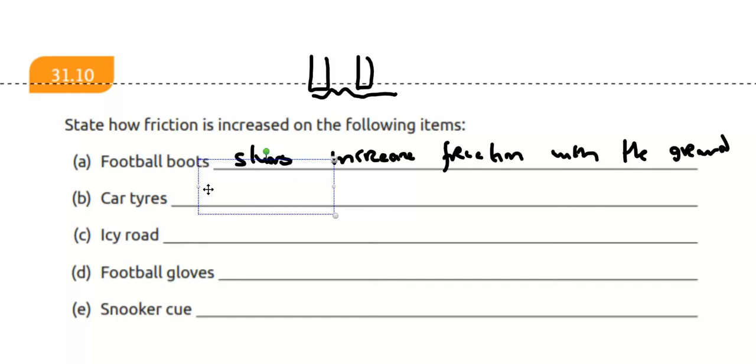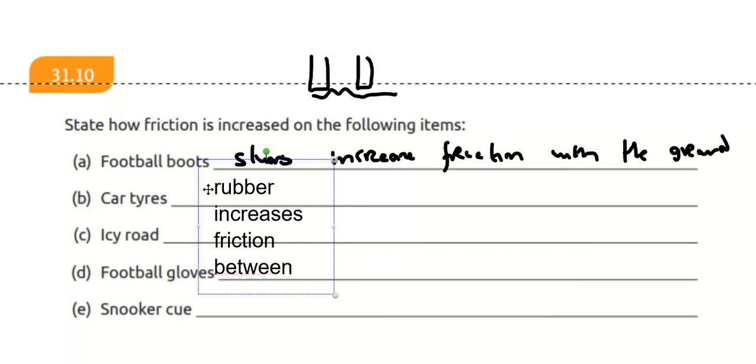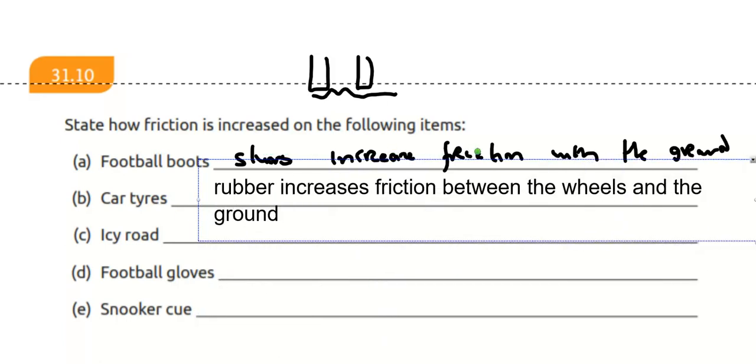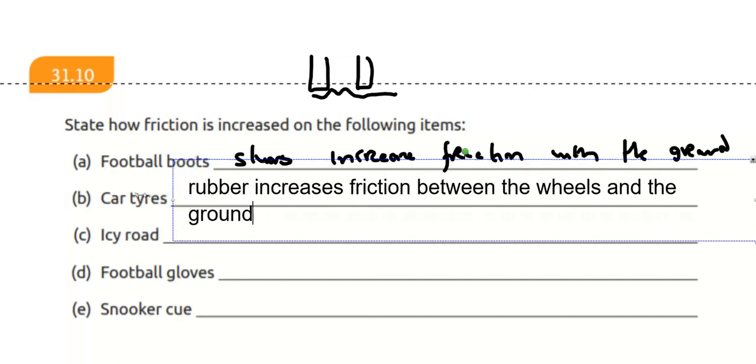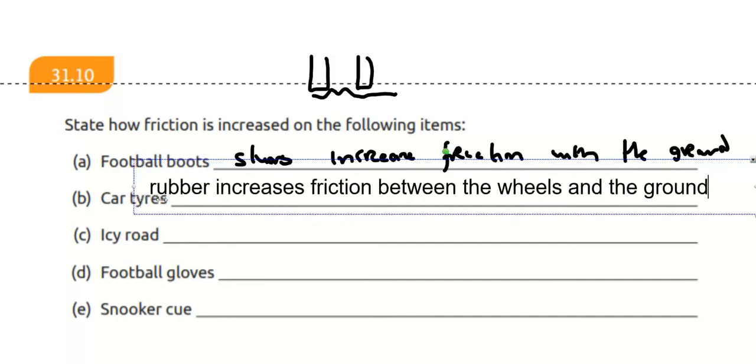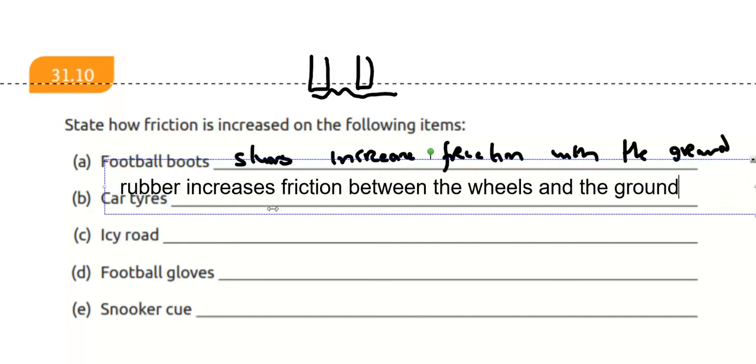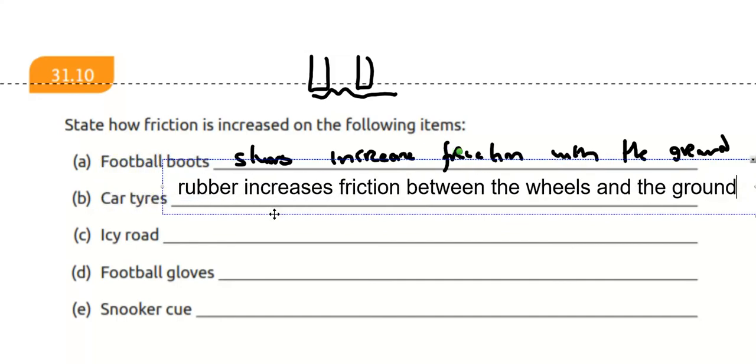Okay, car tires. Rubber increases friction between the car and the ground, between the wheels and the ground, because rubber compounds tend to be quite sticky on the surface. I know they look flat, but under a microscope you can see that rubber is actually quite jagged, just not really noticeable unless you have it under a microscope.